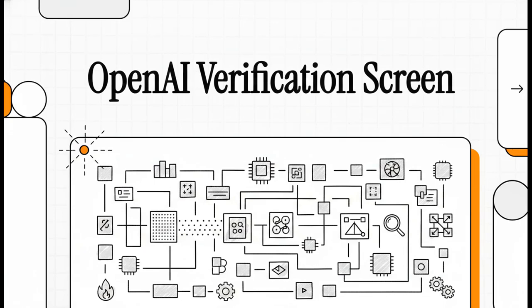Welcome to this explainer. Today we're diving into something you've probably seen 100 times but never actually thought about: the anatomy of a digital gateway. Specifically, we're deconstructing that little OpenAI verification screen. You know the one, right? We all just kind of stare blankly at it, waiting for the real content to load.